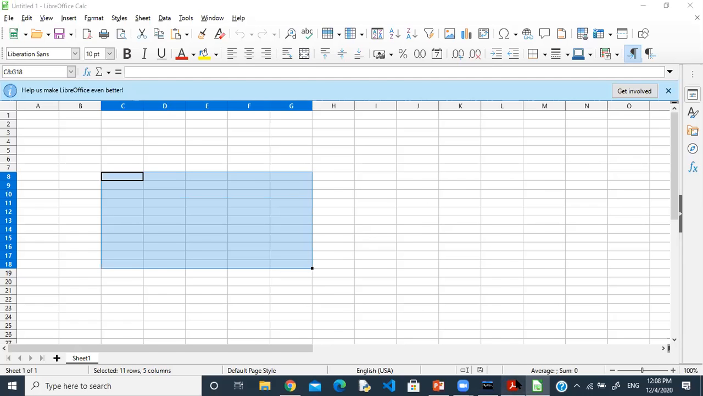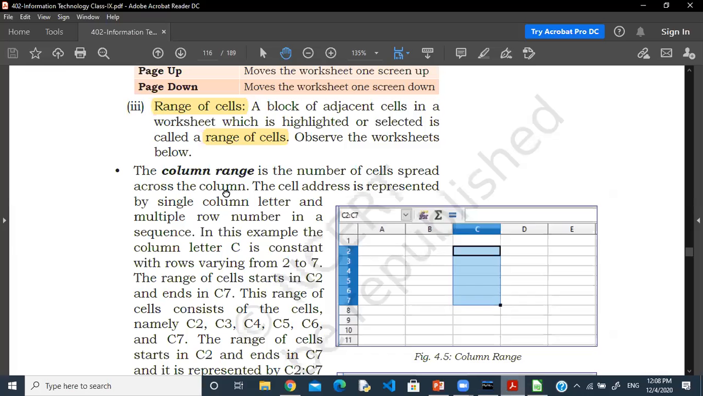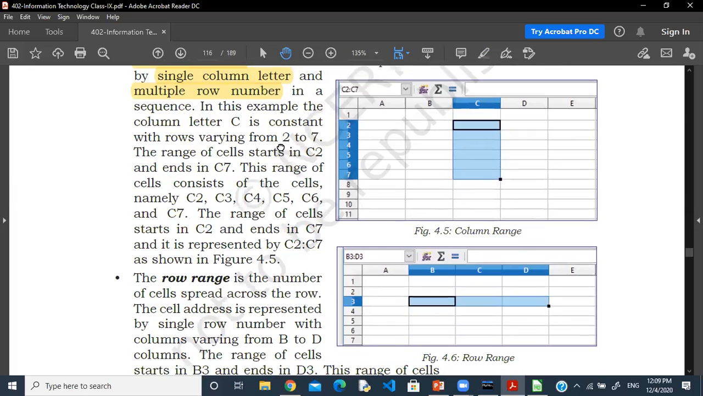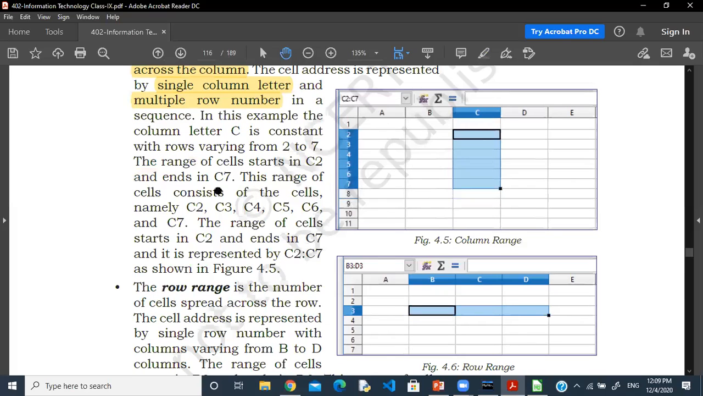Now there are different types of ranges. Look at this. This is the column range. What is the meaning of the column range? A column range means the number of cells spread across the column. The cell address is represented by a single column letter and multiple row numbers. That is called a column range. In this example, you can see C2 to C7.